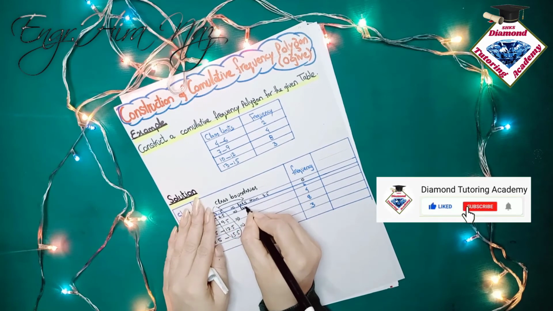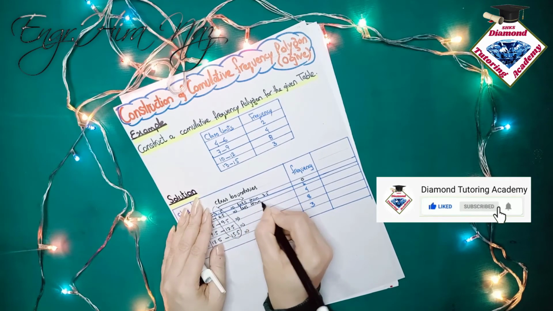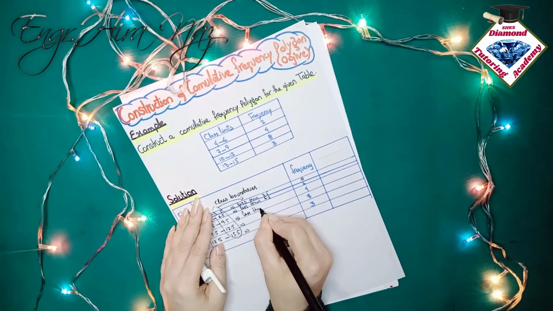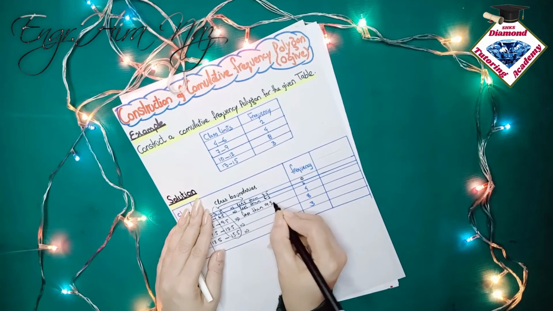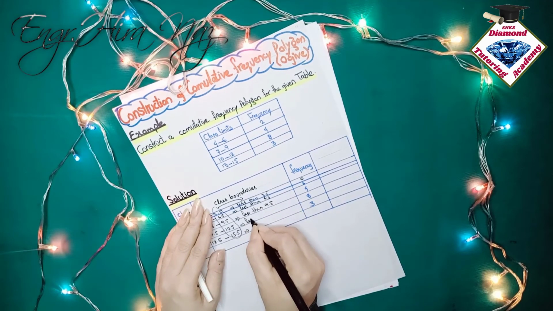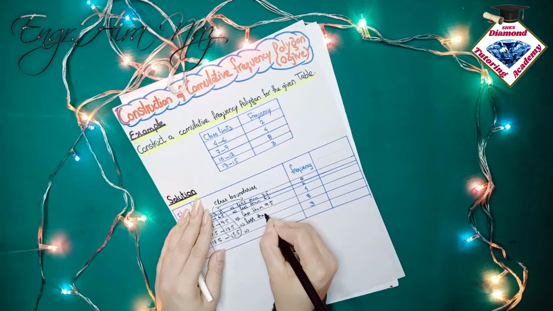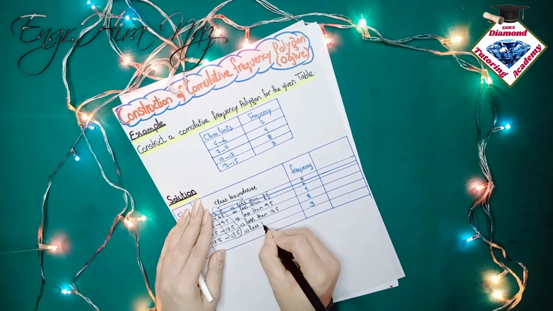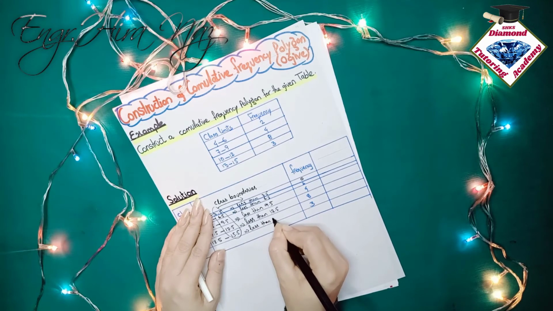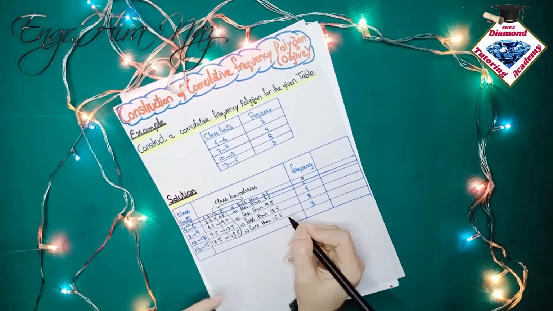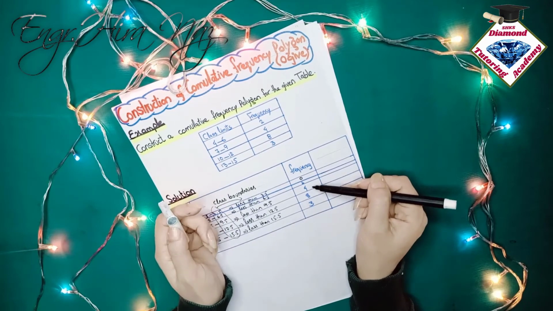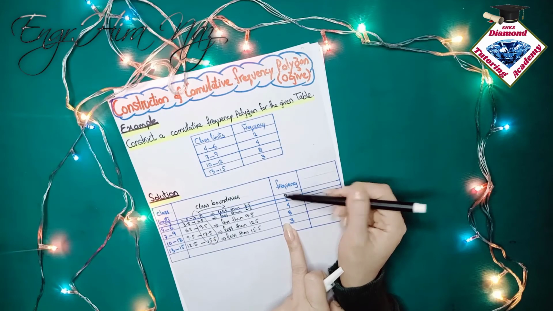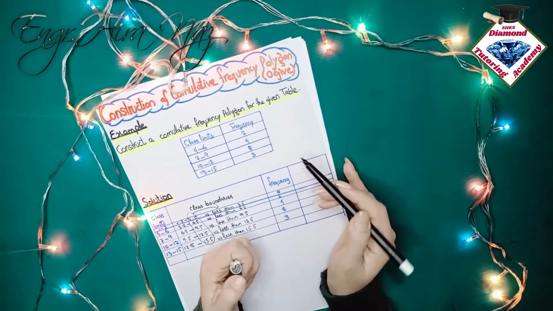Next is less than 6.5. Next is less than 9.5. Next is less than 12.5. And the next is less than 15.5. Our next column is the frequency column, which you have already pasted from here to here as it is. Now next we have to create the cumulative frequency column.